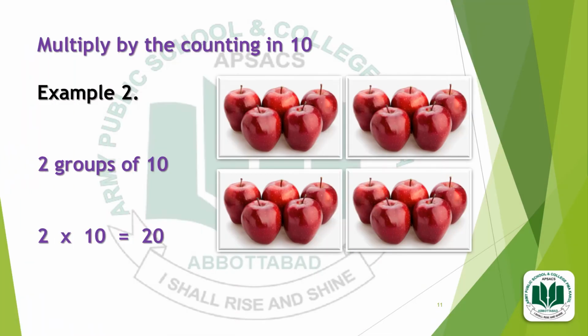There is another example. There are 2 groups and each group has 10 apples. So we have 2 groups of 10s. 2 groups of 10s means 2 multiplied by 10. Read the table of 10. 2 tens are 20. So we have 20 apples.